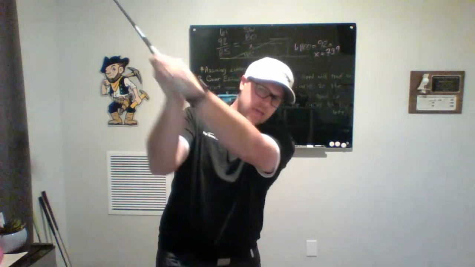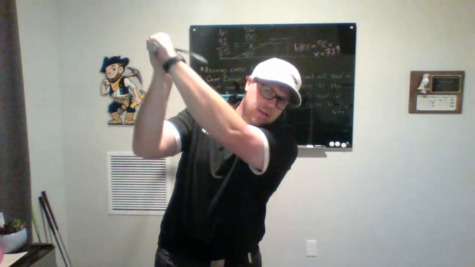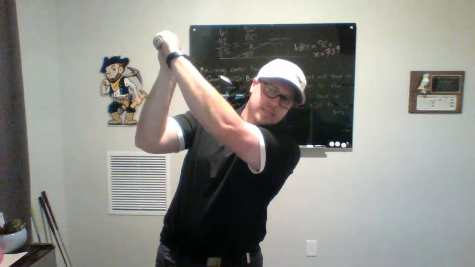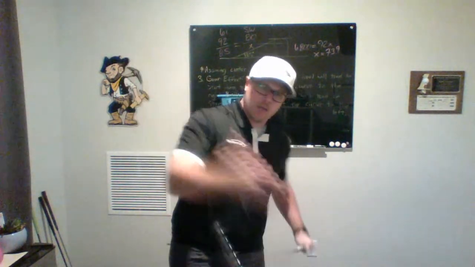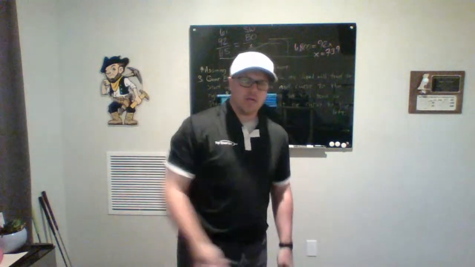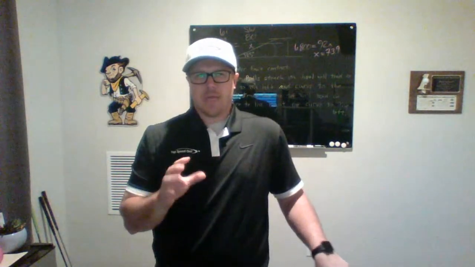So if you watch here, if I get here and then I go past parallel, look at that club. See, it's not across the line. It's just going past parallel. It's just continuing on this circle as I'm going around. So you've got to be careful with that.